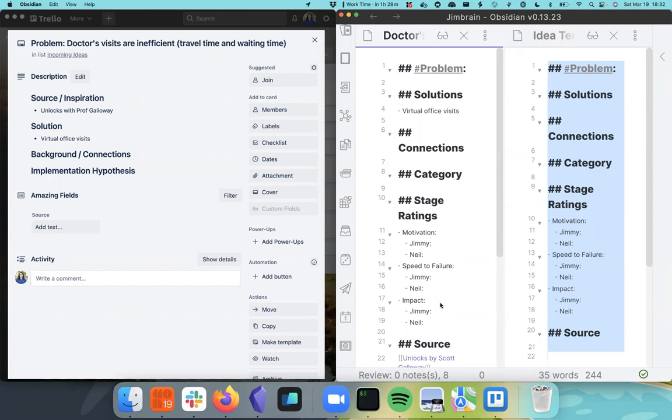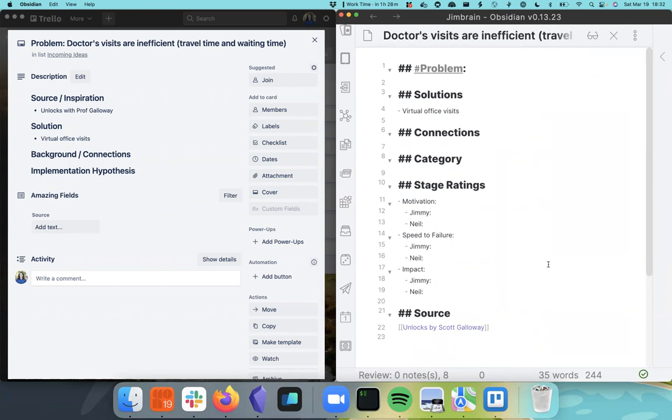Today we're taking a look at doctor visits, and specifically that they're really inefficient in terms of time traveling there and waiting time once you get to the office. This was pointed out to me in Scott Galloway's article, Unlocks. Among other things, he talked about this, and I think this one's really interesting for a variety of reasons.